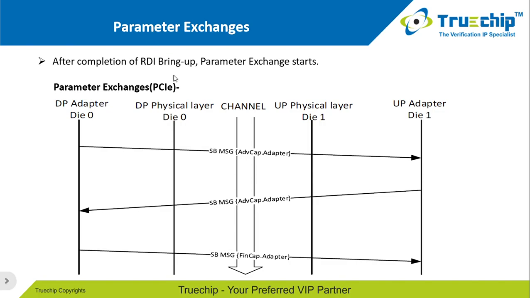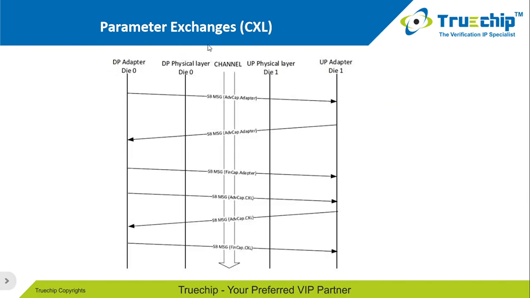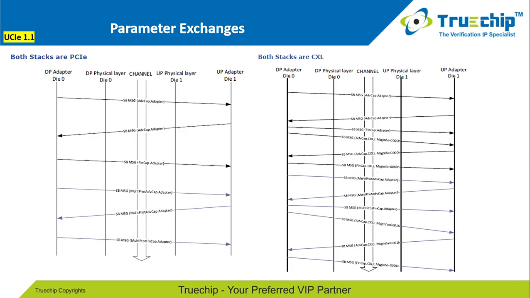So here we can see the parameter exchanges for different modes. Firstly, we can see the PCIe mode, where the adapter layers of die 0 and die 1 communicate with each other through these messages, which are sent in packet form. So this is the final message, which finalizes the capabilities, that is, which format will be supported for transmission through the protocol layer. So these are the parameter exchanges for CXL mode. And these are some parameter exchanges which are enhanced in UCIe 1.1.